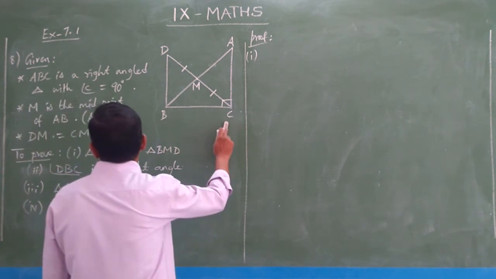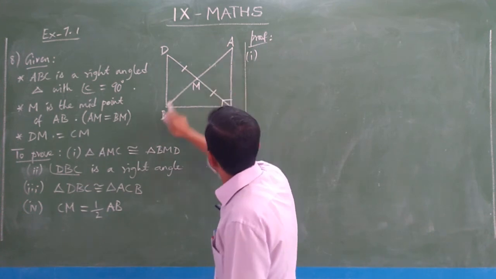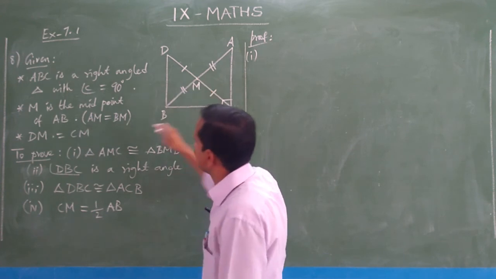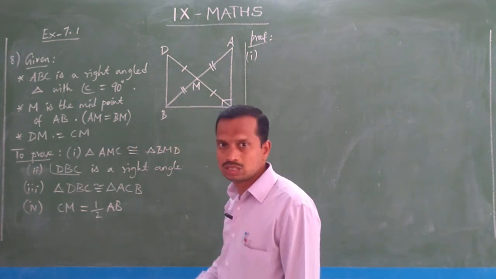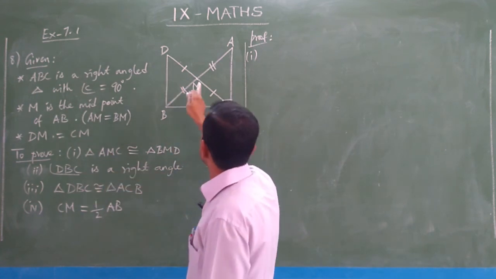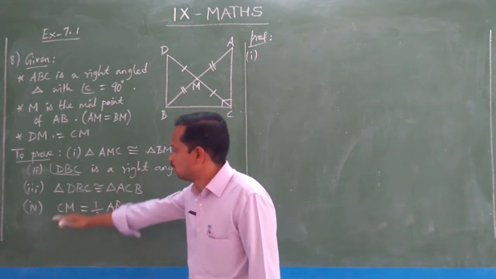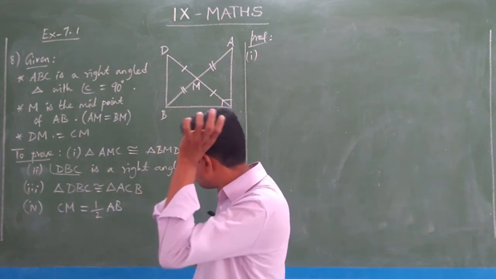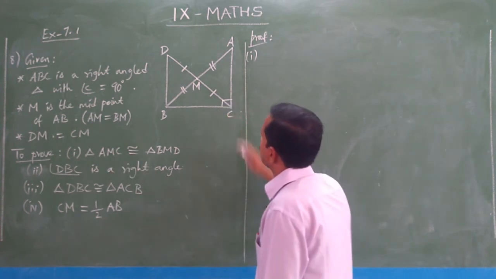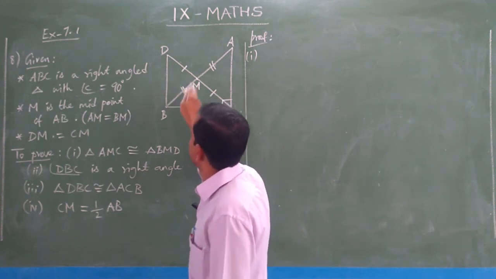The angle C is 90 and M is the midpoint of AB. M is the midpoint of AB means these two sides are equal. AM equal to BM, because M is the midpoint of AB, and directly they have given DM is equal to CM. So this is what is given. To prove all the four options, we have to prove one by one. First one, AMC and BMD. So AMC is this triangle, and BMD is the second triangle.